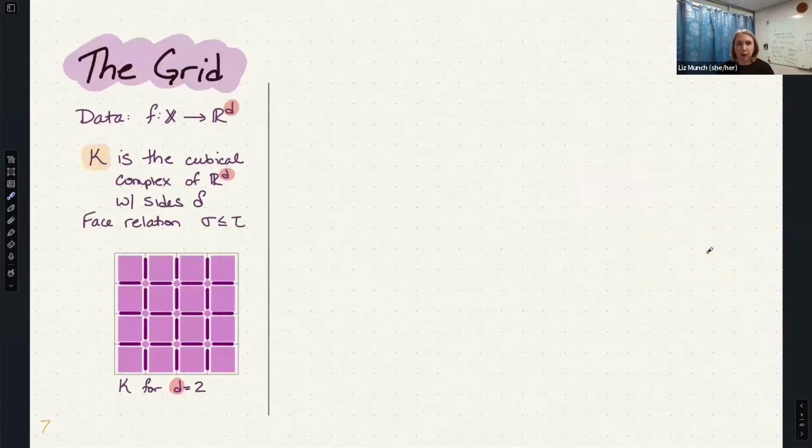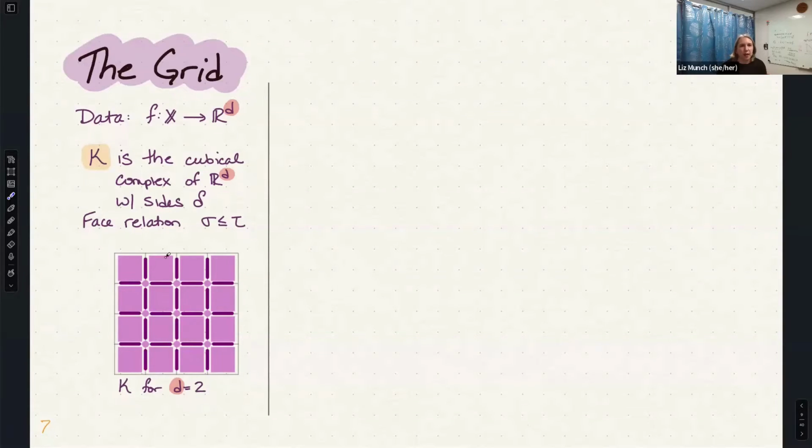All right. The grid. So here's what I want for my grid. Again, I've got my original input data that I don't really get to see, but somebody's holding on to it in the background. It is some sort of topological space with a map to R^D. What I'm going to do is take the image of that map, the R^D portion, and discretize the space I'm interested in. So this is going to be K, which is going to be a cubical complex.